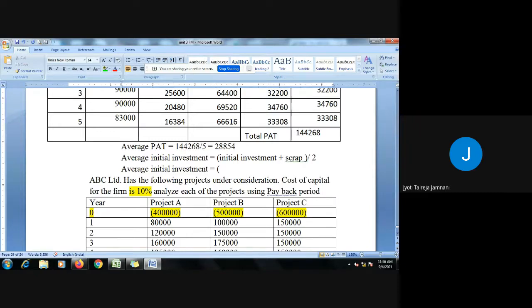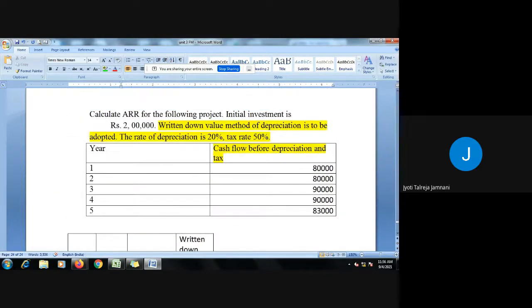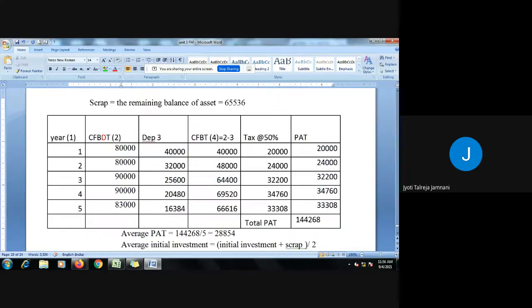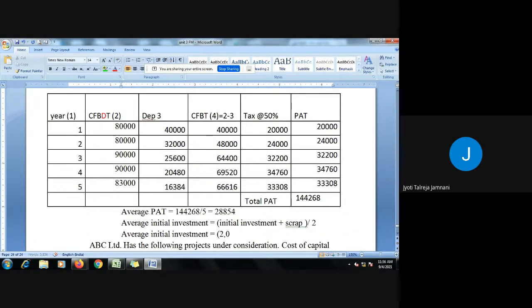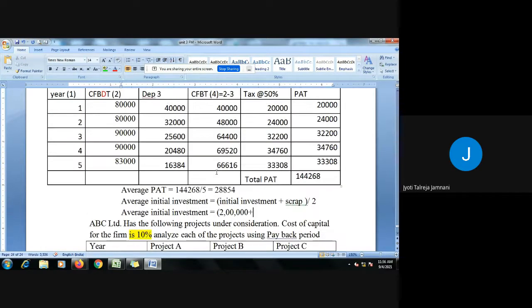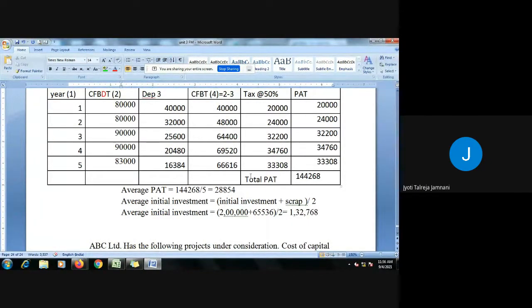So the initial investment given in the question is 2 lakh rupees. So we'll just take that 2 lakh here, plus the scrap value. Scrap value is 65,536, divided by 2. Okay, so it will be 2,65,536 divided by 2, which is 1,32,768. So now we have the average initial investment and the average PAT.